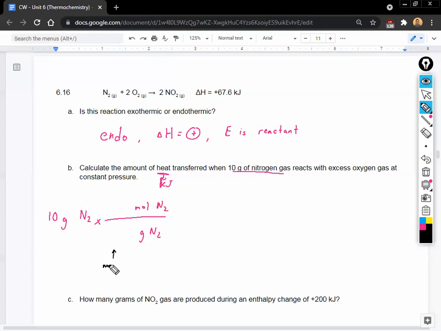Molar mass, yeah. Okay, so you go to your periodic table, look at nitrogen, 14 times 2 is 28 grams per 1 mole, and then our grams will cancel out. Okay, then we're going to move on to the chemical equation.